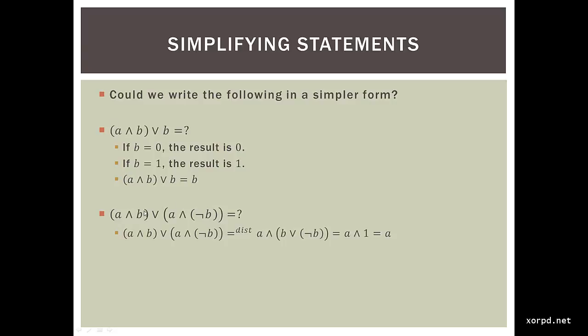Another example, A and B or A and not B. This time we are going to be a bit smarter and we are going to use the distributive law. The distributive law of AND and OR. And by that law, we know that A and (B or not B) equals A and B or A and not B.